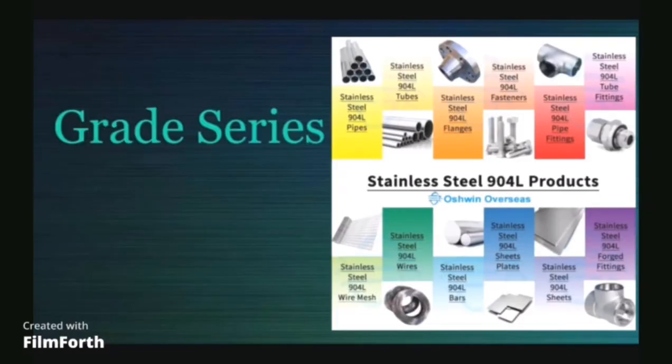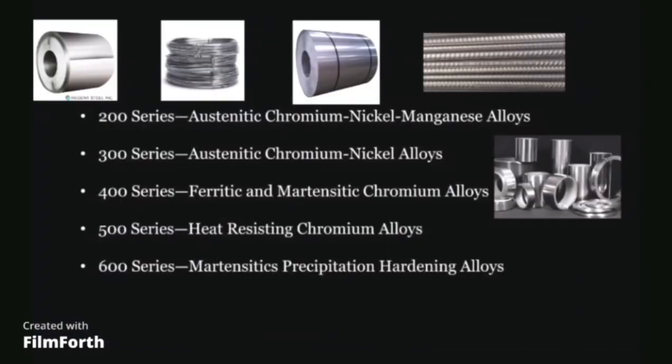Okay, next we will go to the grade series. Inside here we can see that we have the 200 series, 300, 400 up to the 600 series. The meaning of this series is that from 200 to 600 represents a progression in terms of alloy composition, mechanical properties and corrosion resistance. As the grade number increases, they exhibit higher strength and improved corrosion resistance.